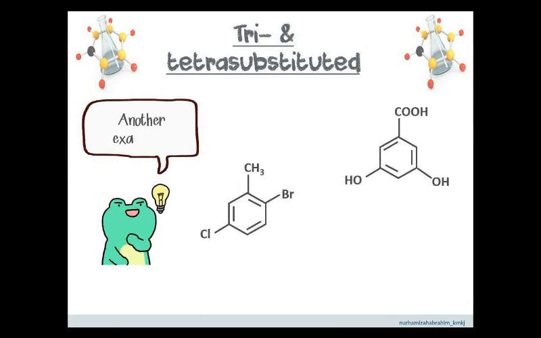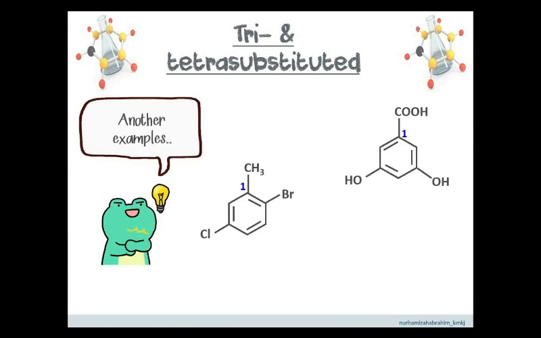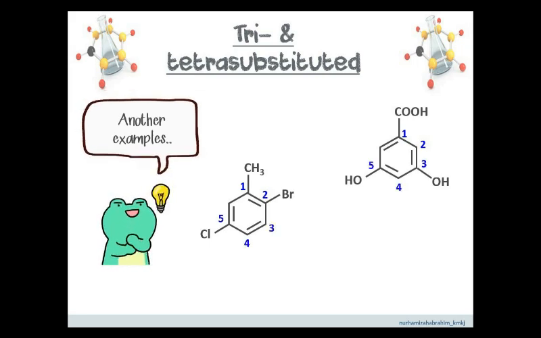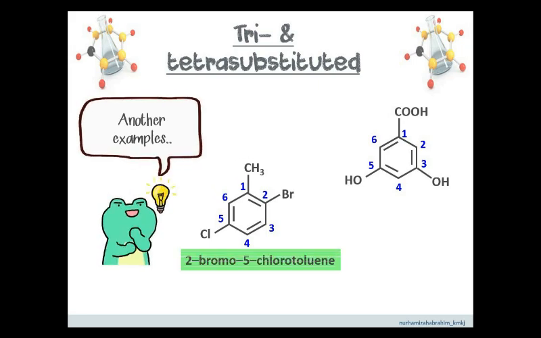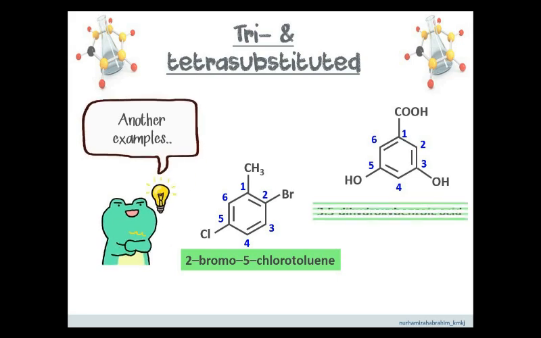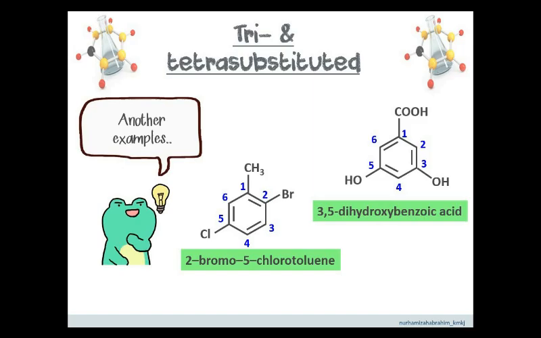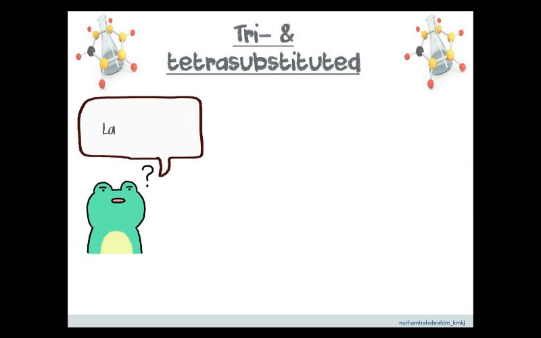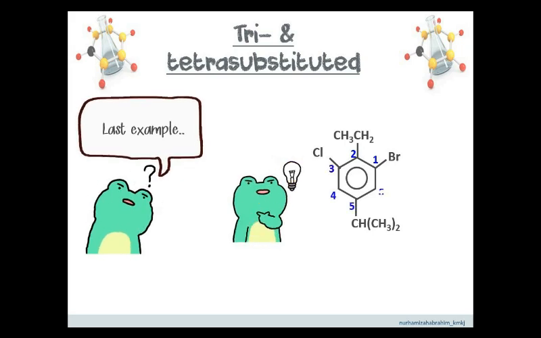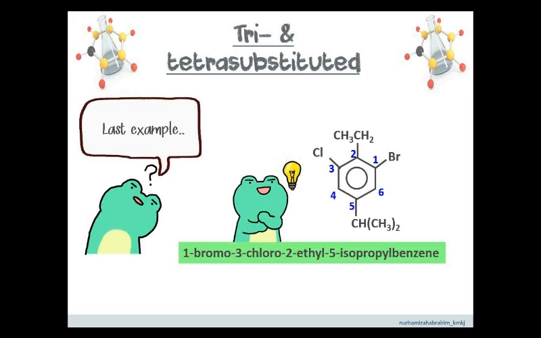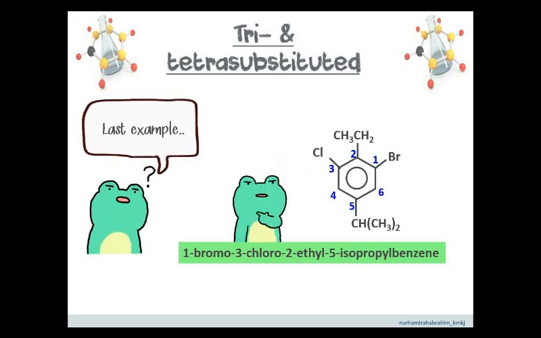Another example. A substituent that gives a new parent name will become carbon 1. Next, give the other substituents the lowest possible numbers. Therefore, the name of the first structure is 2-bromo-5-chlorotoluene, while the second structure is 3,5-dihydroxybenzoic acid. The last example: can you determine the name? The answer is 1-bromo-3-chloro-2-ethyl-5-isopropylbenzene.